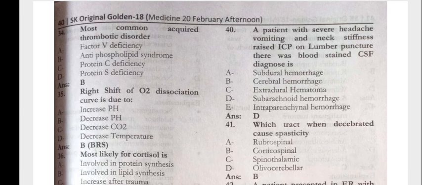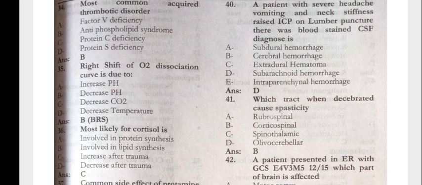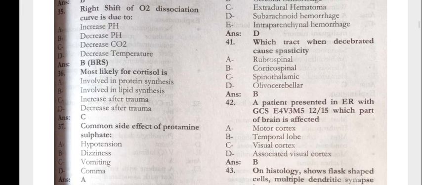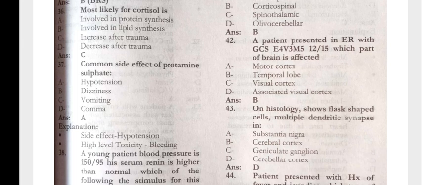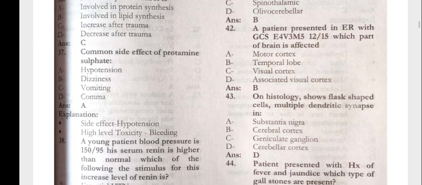Next 40, the patient with severe headache, vomiting and neck stiffness, raised ICP. On lumbar puncture there was blood-stained CSF. Diagnosis is subarachnoid hemorrhage. Which checked when defibrillated? Cause of the spasticity, the corticospinal tract. The patient presents in the ER with GCS E4 V3 M5, 12/15. Which part of the brain is affected?